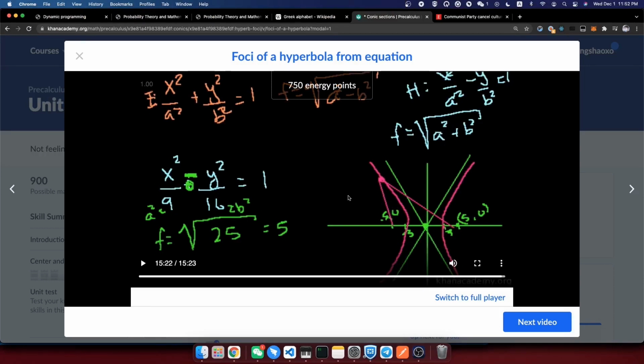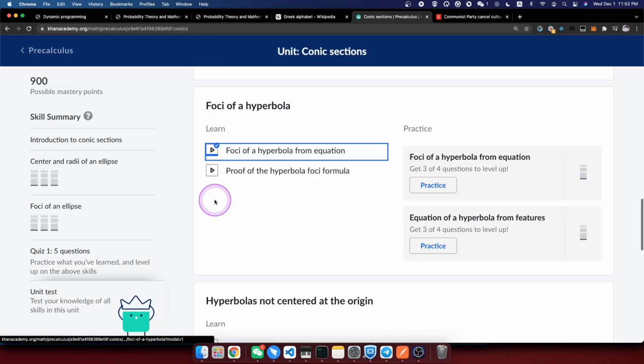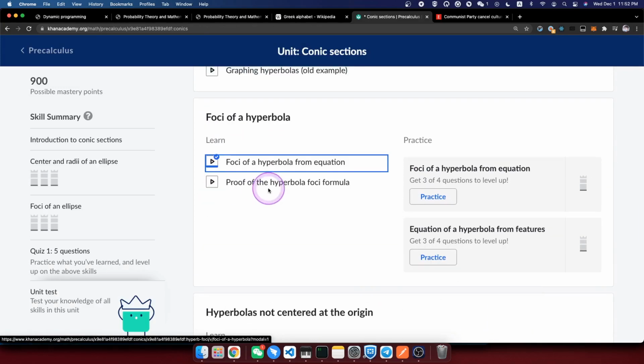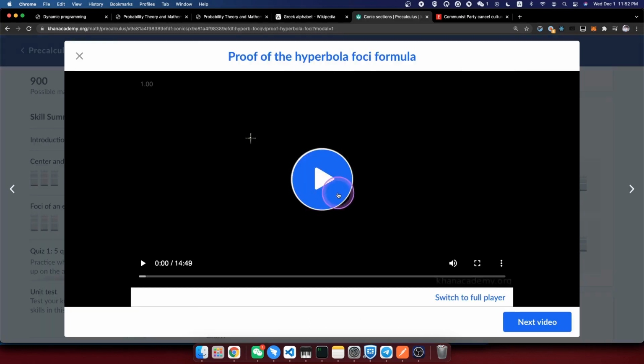Wait, so he just did something, right? What he did is use a and b to calculate the focal points. That's what they call them. But he didn't tell us where that formula came from. So in the next video, what he does is give us a proof.